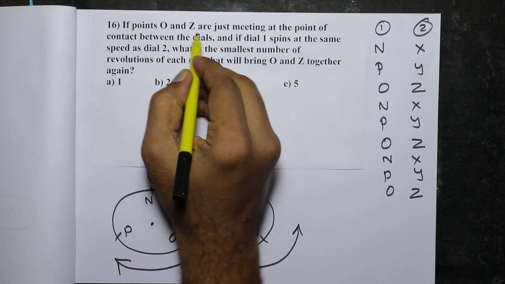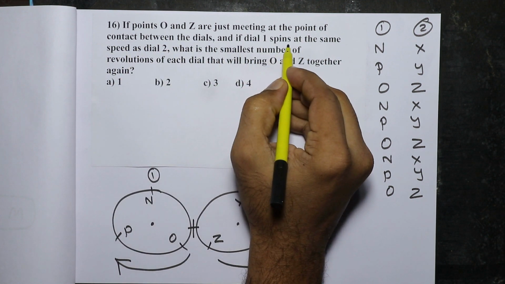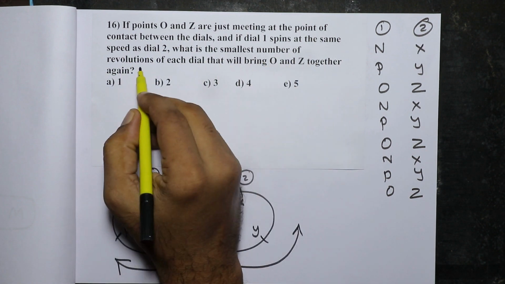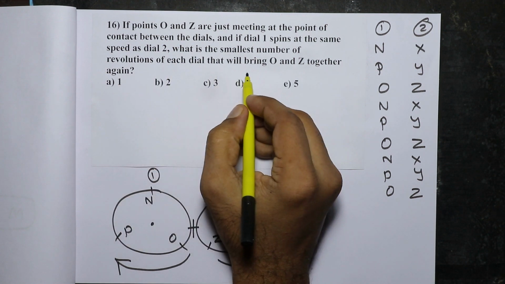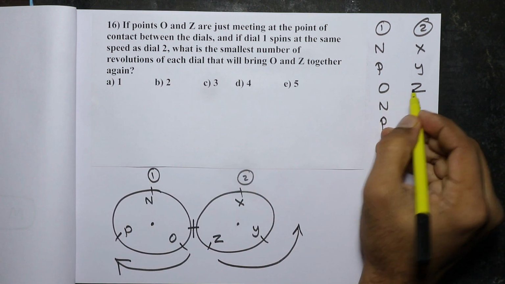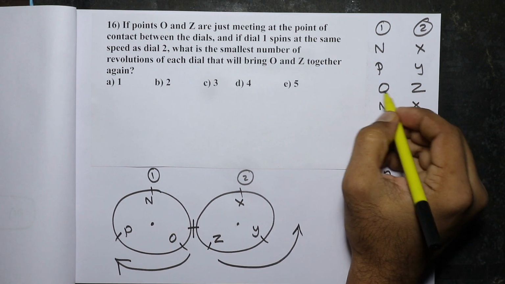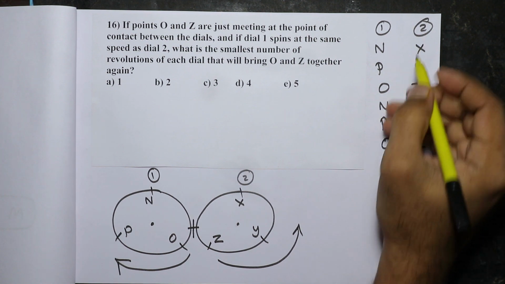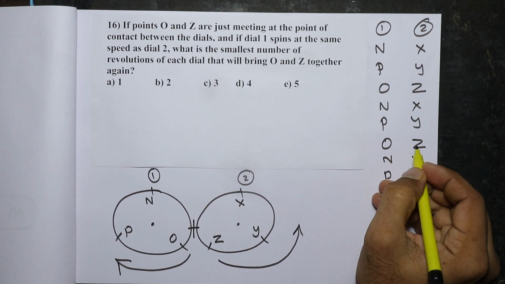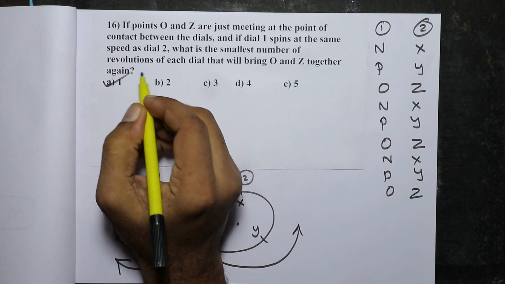If points O and Z are just meeting at the point of contact between the dials, and if dial 1 spins at the same speed as dial 2, what is the smallest number of revolutions of each dial that will bring O and Z together again? So O and Z are meeting at some instant. So O is here, Z is also here. Now after one round, dial 1 will again reach O and dial 2 will again reach Z. So after one round, again O and Z will meet. So after how many rounds? After one round. Hence option A, 1 is the right answer.